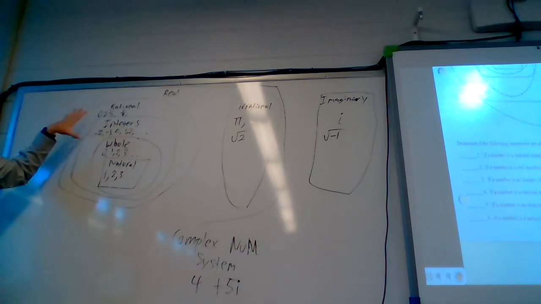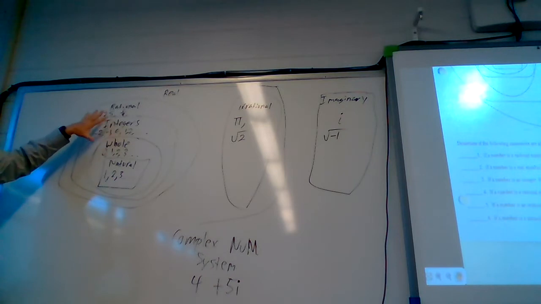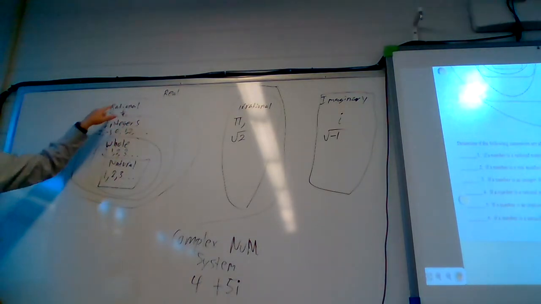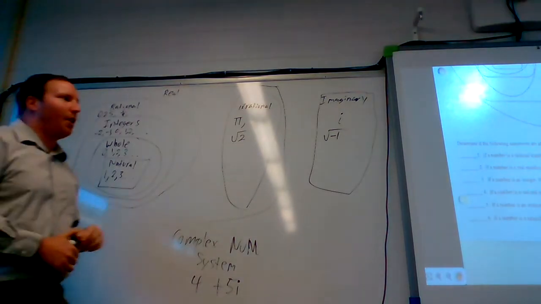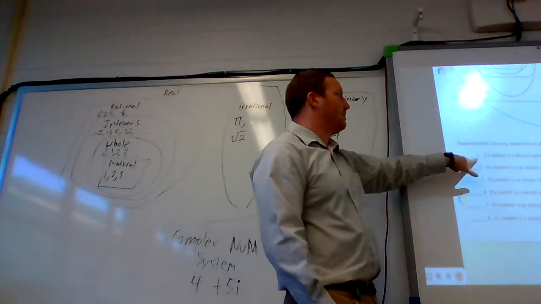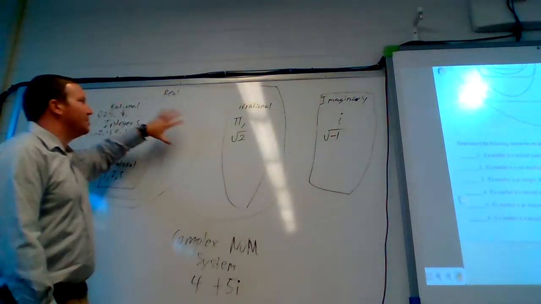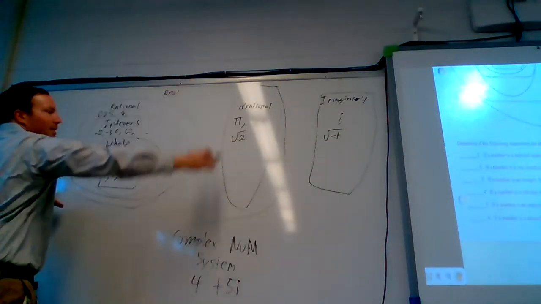If a number is a rational number, then it is a real number. I read it backwards. So is a rational number always going to be inside the real box? Yes. So this one is always true. Doesn't matter what rational number we choose, it's inside the bigger box of being real.